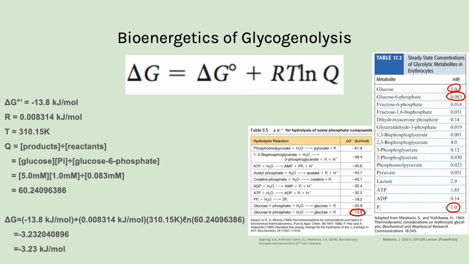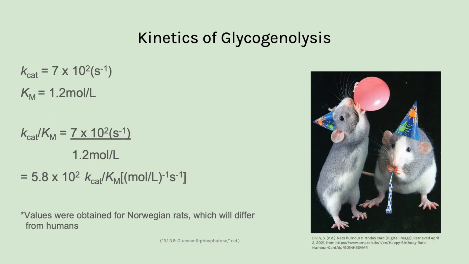The reaction for the hydrolysis of glucose 6-phosphate into glucose and an inorganic phosphate group has a delta G naught prime of negative 13.8 kilojoules per mole. To find delta G, we plug these values into this equation to get a delta G value of negative 3.23 kilojoules per mole, which is slightly exergonic. When we divide the kcat value for glucose 6-phosphatase, 7 times 10 to the power of 2, by its Km value for glucose 6-phosphate, 1.2 moles per liter, we get a kcat over Km value of 5.8 times 10 to the power of 2. Please note these values were obtained for Norwegian rats and differ from values found in humans.